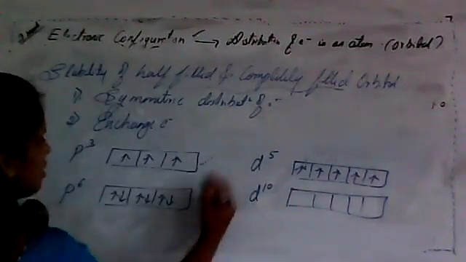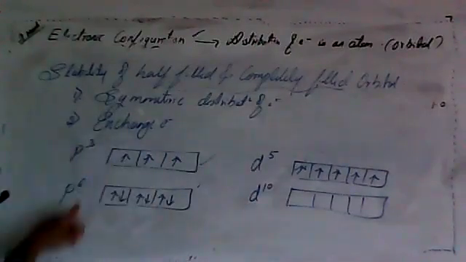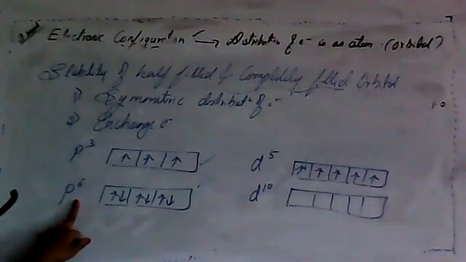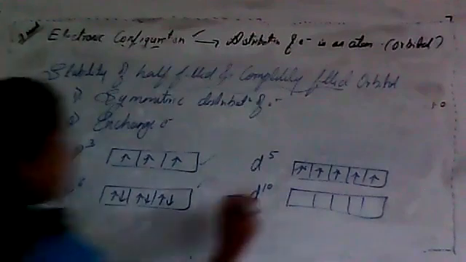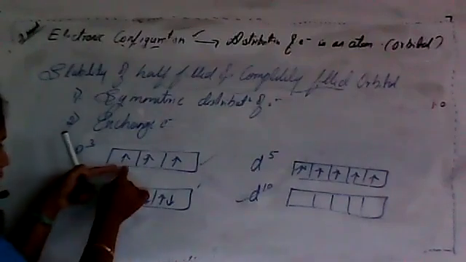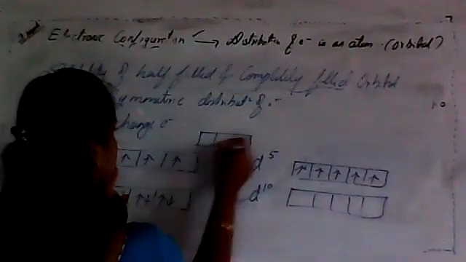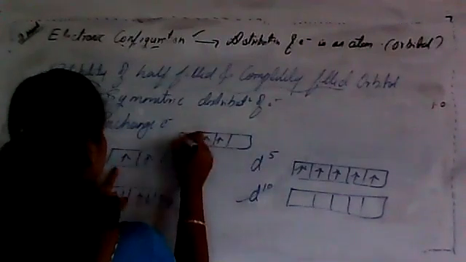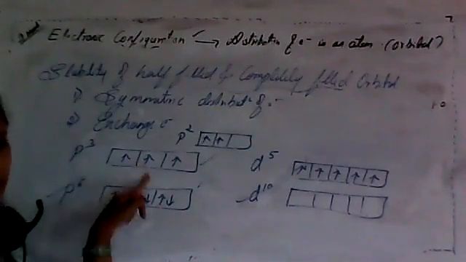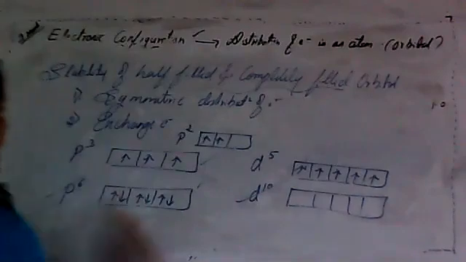Now we compare these two. Which one is highly stable, P3 or P6, students? Yeah, P6 is very stable. In this case, D10 is highly stable. But when we compare with another, if I consider P2, which one is highly stable, P2 or P3? In that case, P3 is highly stable because of symmetry. Clear? That is one reason. Another one is exchange of energy.